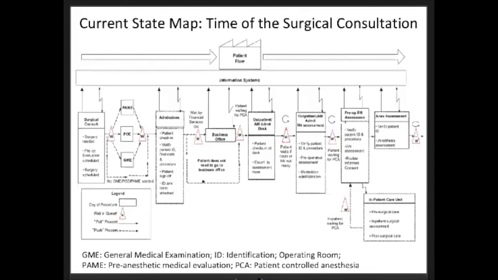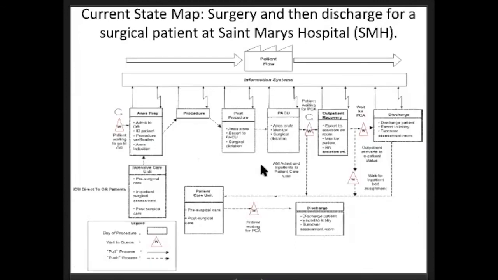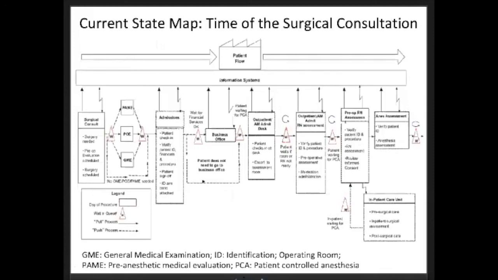I know you cannot see this current state map, but mainly what I want to highlight is that they first created a current state map, at the time of the surgical consultation, for instance, one of their value streams. It captures all the different stations or processes through which one has to go, and the information flow happening at each of these stations. And likewise, you have a current state map for surgery and then discharge from a surgical patient at St. Mary's Hospital. So it's another work stream. In some sense, this one follows the previous one.